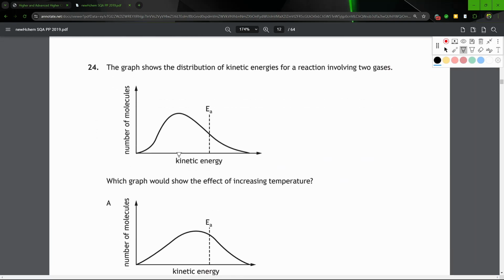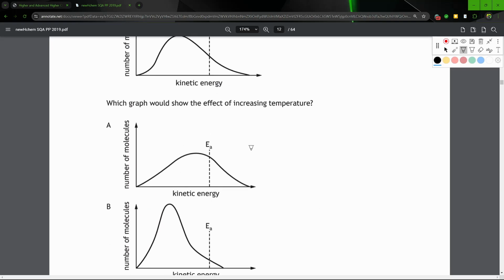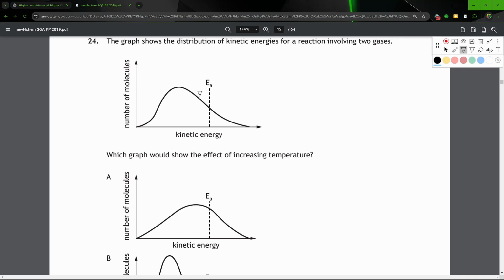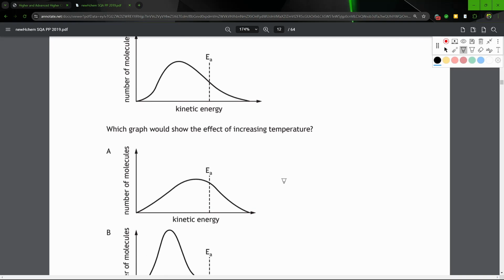24. The graph shows the distribution of kinetic energies for a reaction involving 2 gases. So you can see here we've got this nice curve. Which graph would show the effect of raising the temperature? A looks pretty likely so far because it's the same area, which means it's the same total number of molecules, which makes sense. If you increase the temperature, you're not adding extra particles, but there are more particles above the kinetic energy threshold, the activation energy, so more react. So A is looking pretty likely.